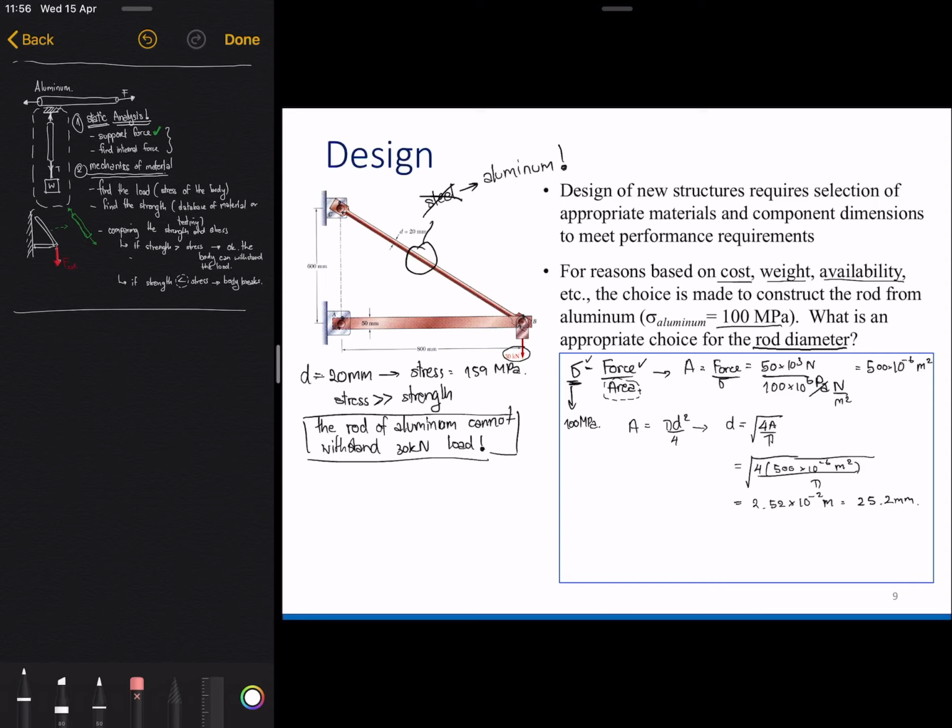Okay, so the conclusion: the suggested rod diameter is 26 millimeters or more to withstand the load.